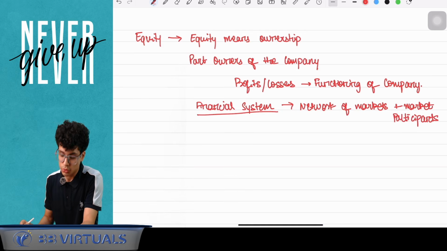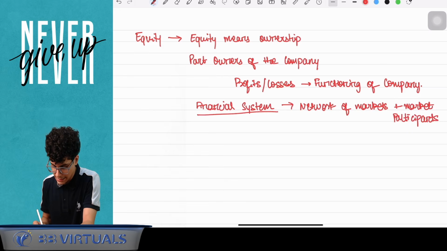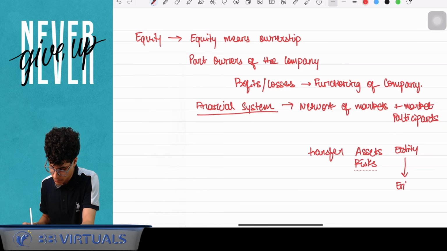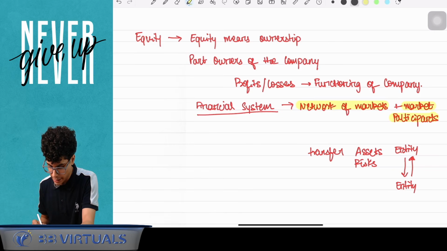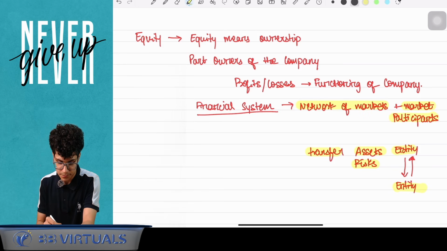Okay, sir. What do these markets and market participants do? They help to transfer assets and risks from one entity to another entity and vice versa. Okay. So what do you mean by a financial system? A financial system is a network of markets and market participants who help to transfer assets and risk from one entity to another.